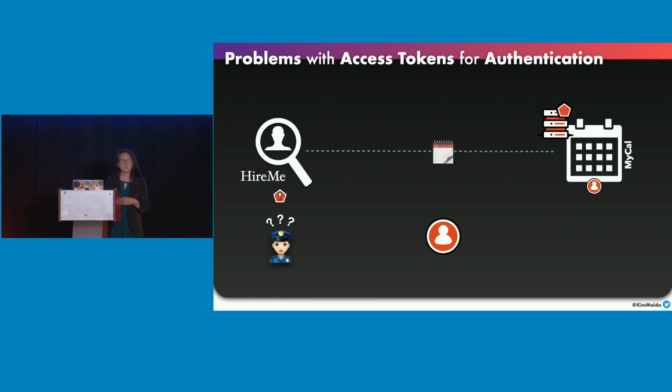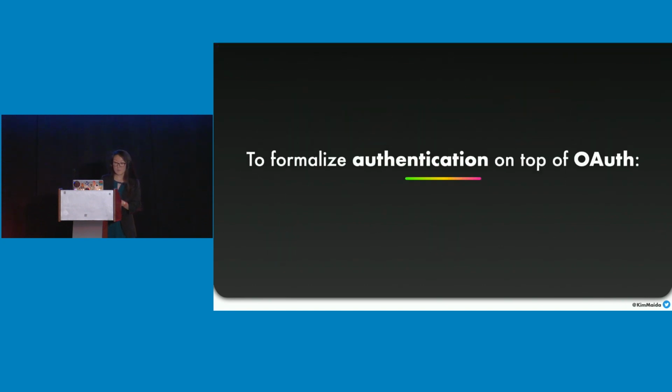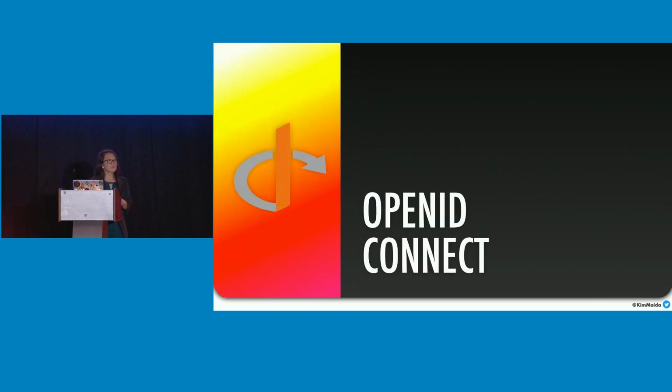And authentication, if you recall, is about verifying that the user is who they say they are. However, this didn't stop companies from using access tokens for authentication anyway. So it became clear to the security community that we needed to address this. And in order to do that, we needed to formalize authentication on top of OAuth. We did this with an open standard called OpenID Connect, or OIDC.